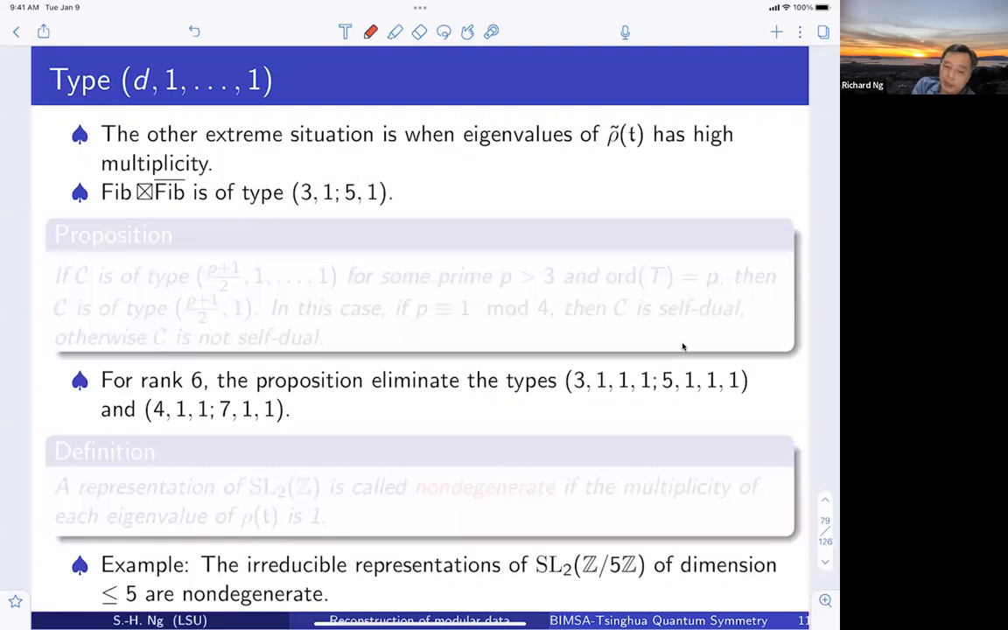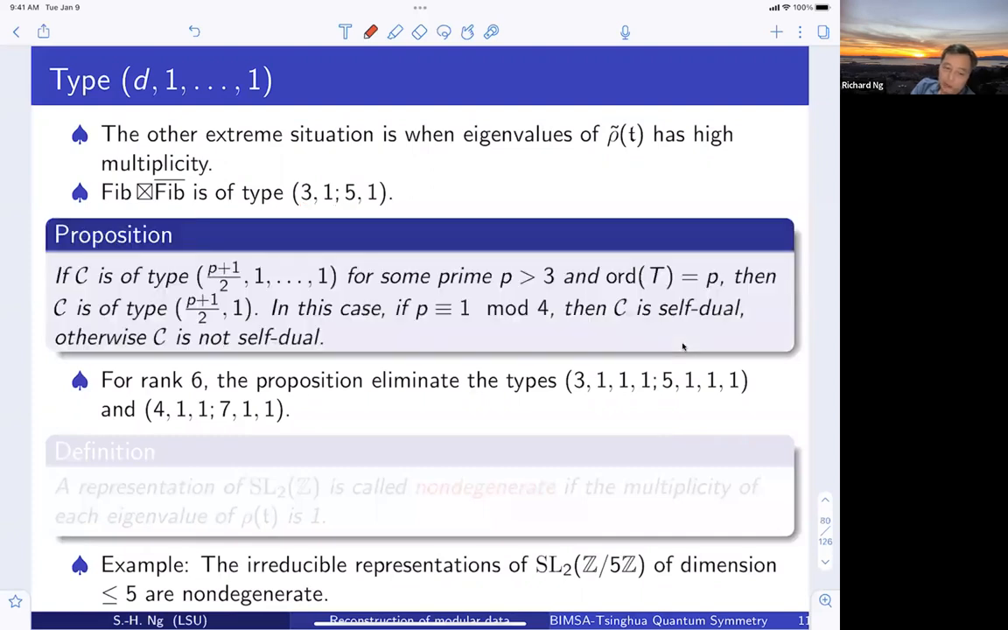This is the extreme case, one extreme situation, with high multiplicity of eigenvalues. One example is the tensor of the five and five-bar. If you look at it, previous two representations tensored together, you decompose the representation into 3 plus 1, and the level is still 5, 1. So this is one example of this type. But the multiplicity of 1 is just 1. You don't have more than 1. So this is actually real.